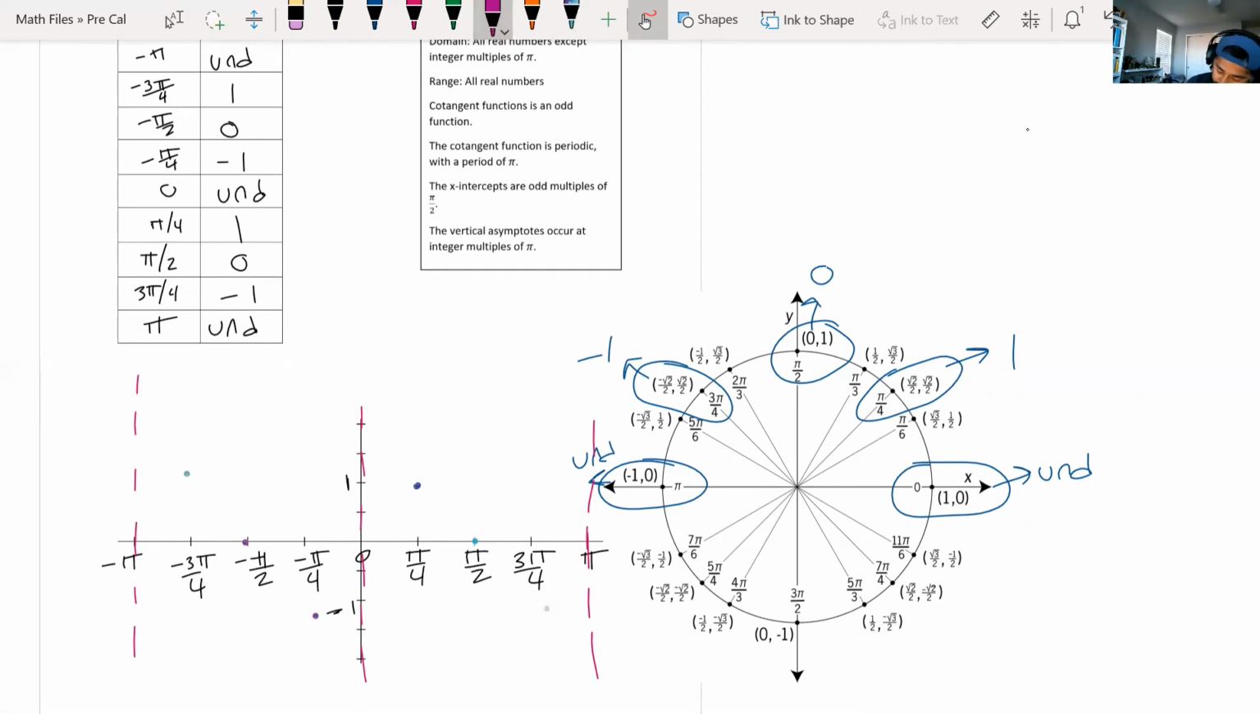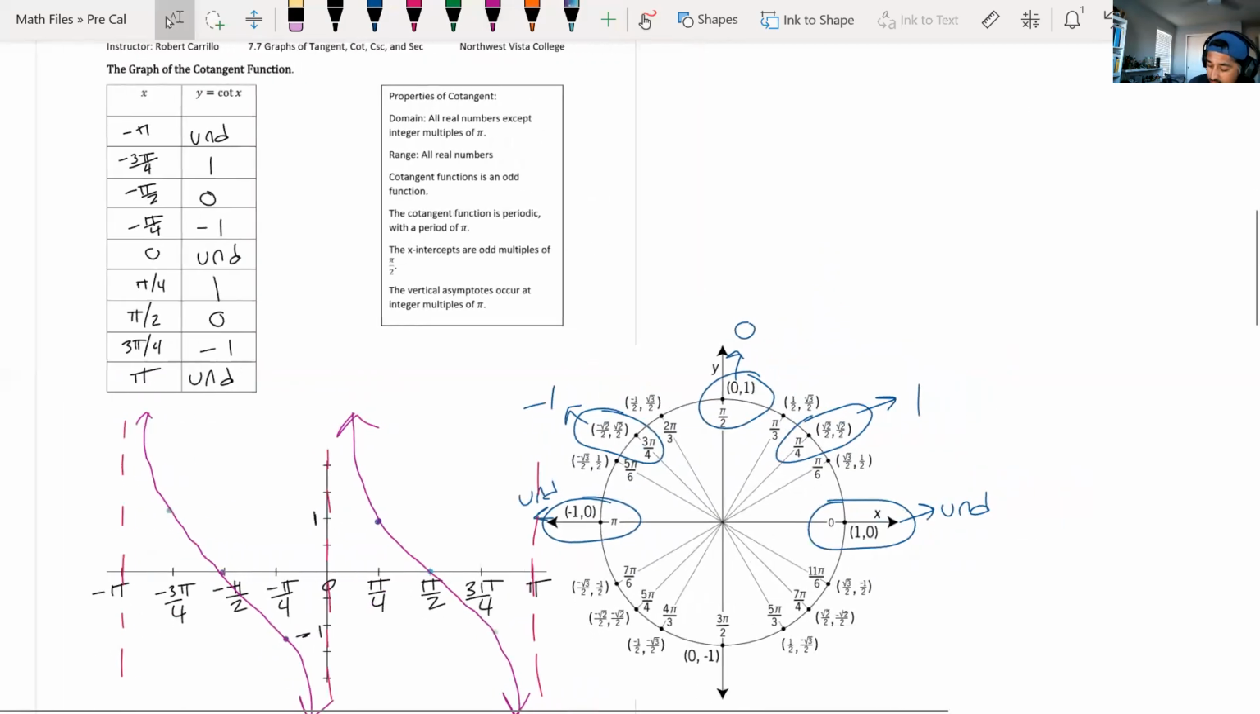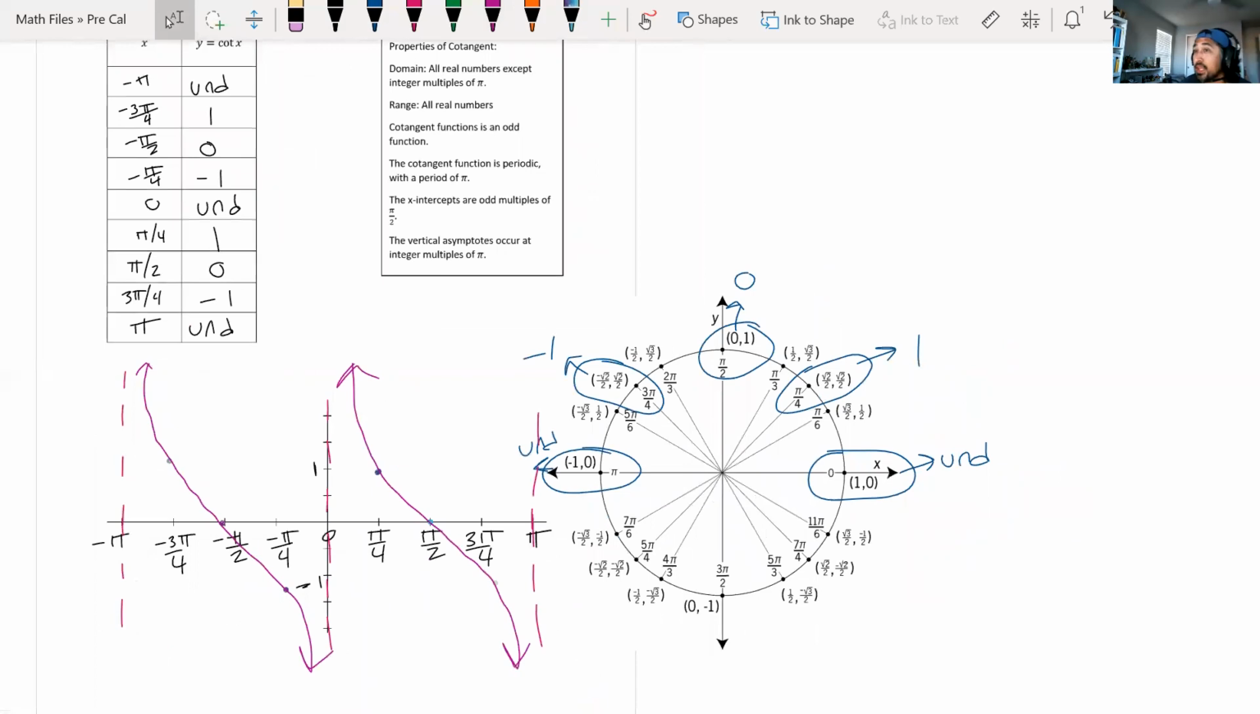And cotangent looks like this. You follow your vertical asymptote down, connect your points, and follow it back down. Same thing here. Come from infinity, connect, connect, and follow down. Okay. So properties of cotangent, domain is all real numbers except integer multiples of pi.